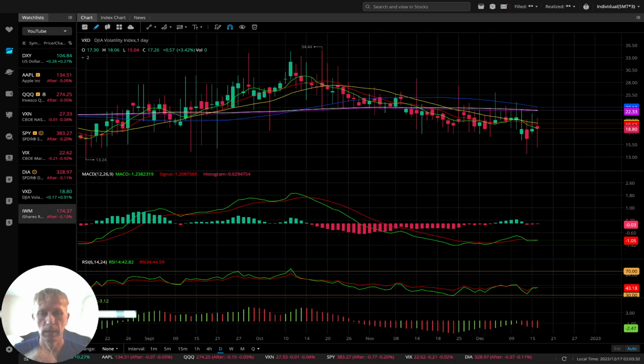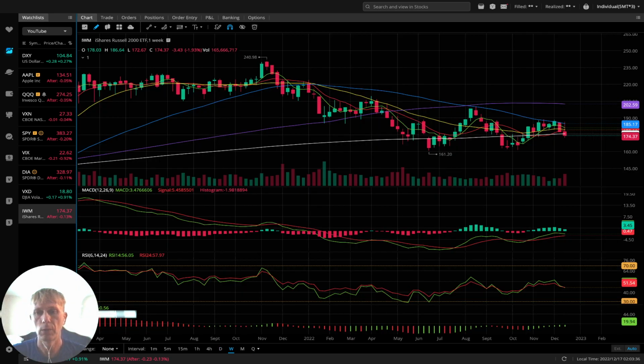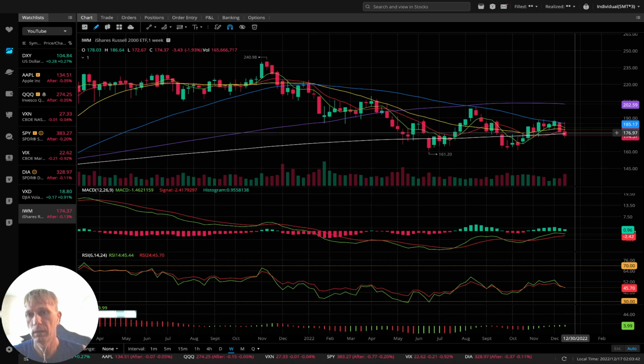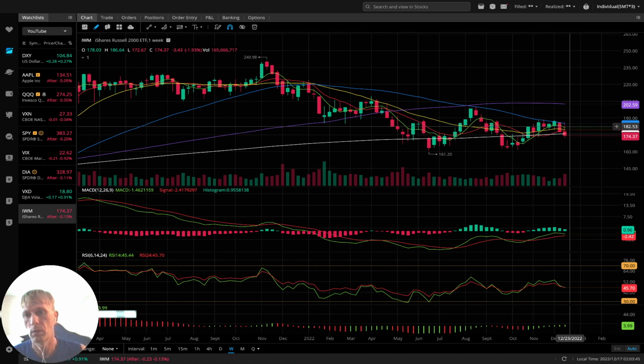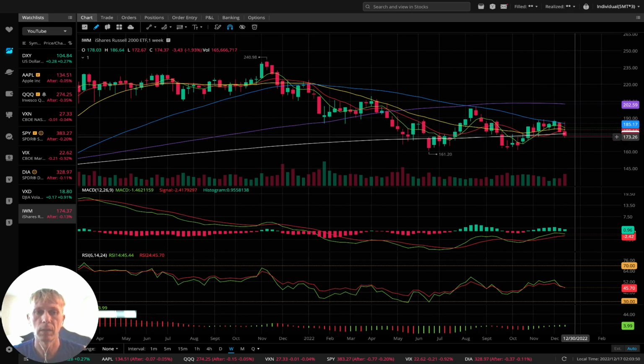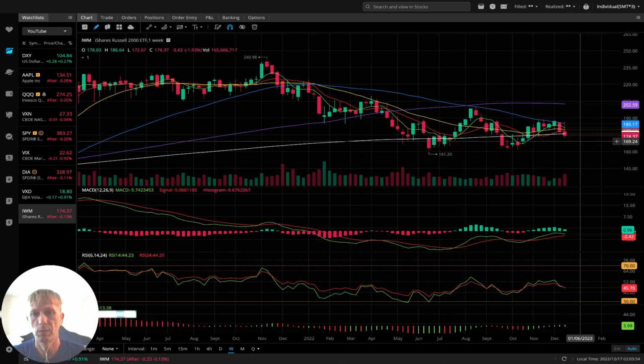Let's move to IWM, Russell 2000 weekly. Red bar, hammer bar, because the head is bigger than the tail. The tail is almost double the size of the head. It's a bearish hammer. It doesn't always work as a bearish hammer, but that's what we have.